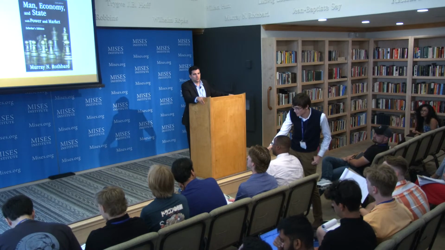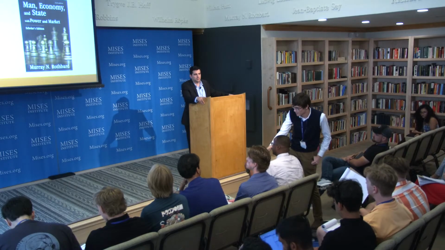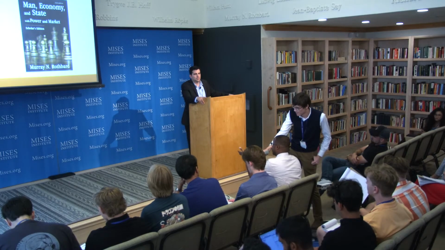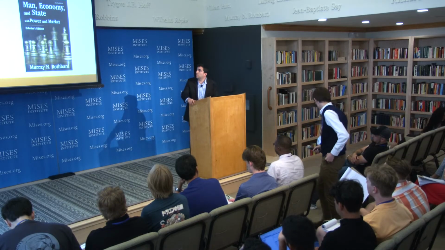How would you advise me to approach the book? I read the Study Guide by Robert Murphy. So, in your own opinion, what do you think is the best way to approach the book? Yeah, that's a great question. Man, Economy, and State is a tough book. It's like 1,500 pages, the full thing. It's very tough. So I definitely say read the study guide, because that has separate descriptions of each of the chapters.